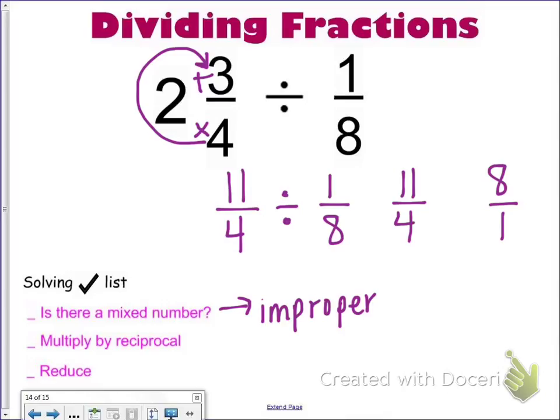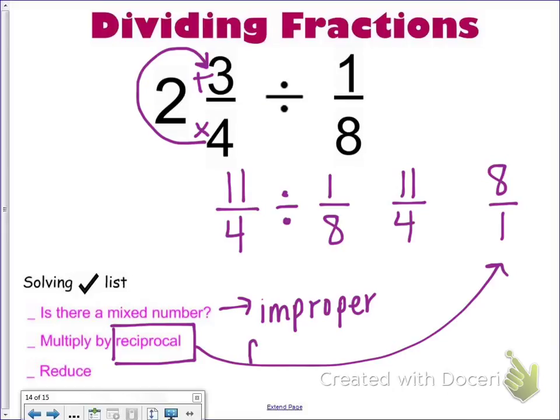This is what is known as this reciprocal word down here. If you look at this fancy word, the reciprocal means the flipped form of a fraction. So we flipped 1/8 and it became 8/1. And then you multiply. So again, flip the second and multiply. Or you can just look at this checklist down here where it says multiply by the reciprocal.